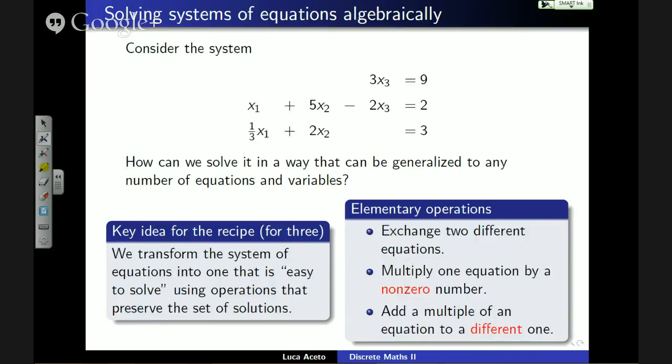So these are called elementary operations. They are called elementary because they are really elementary, aren't they? You have even done them at elementary school. You exchange two different equations. You multiply one by a non-zero number. Note, non-zero. Never multiply by 0. You add a multiple of an equation to a different one. Note, not to itself. By using these operations, you are able to turn any system of equations into one which is easy to solve.